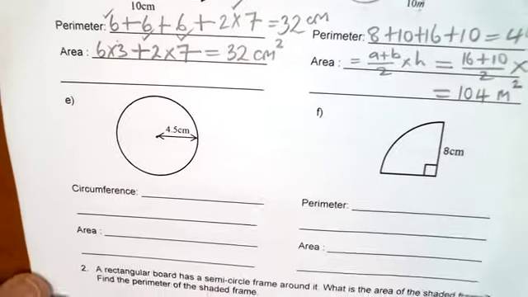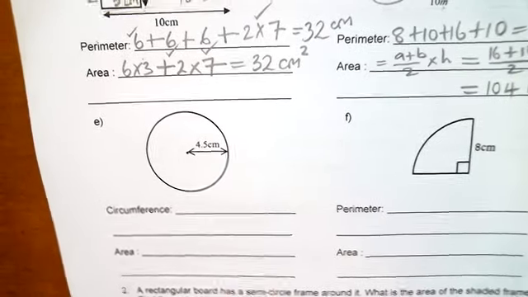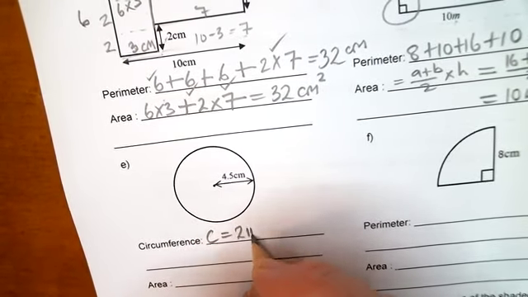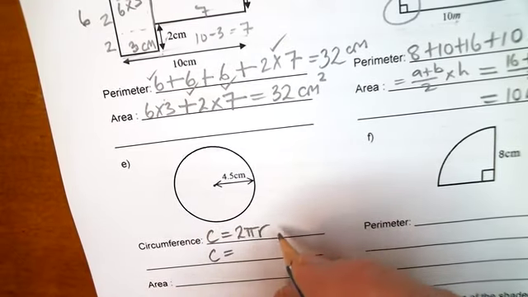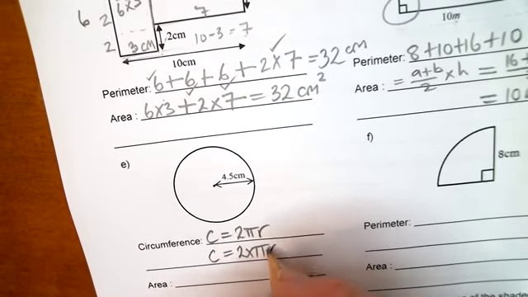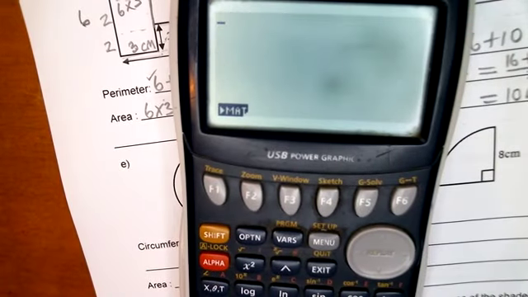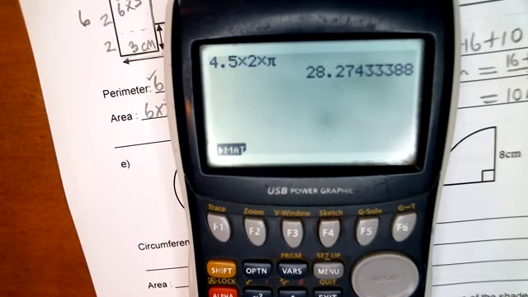Okay, now we've got some circles. This one here, we've got a radius this time. Circumference is always equal to 2 pi r, so C is equal to 2 times pi times 4.5, and we can just quickly plonk that all in. So that's 4.5 times 2 times pi. Doesn't matter which order you do it in.